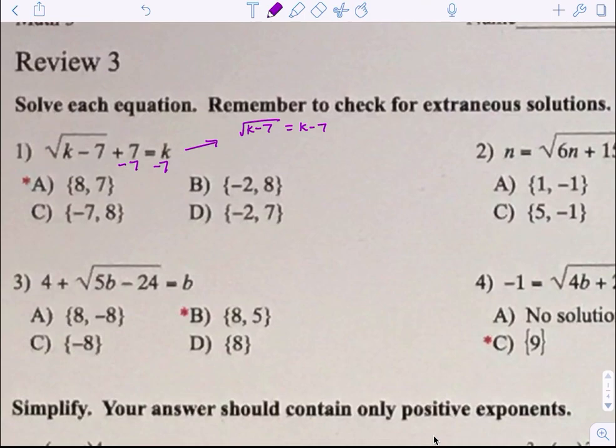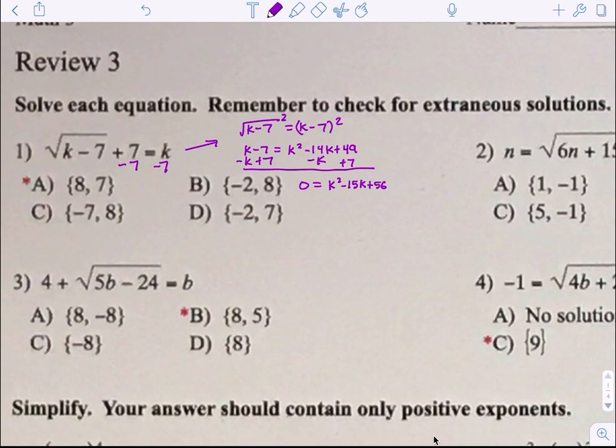Then you're going to raise both sides to the second power, and you guys are going to get k minus 7 is equal to k squared minus 14k plus 49. And now you just set it equal to 0, so add 7 to both sides and subtract k from both sides. So you guys are actually going to get 0 is equal to k squared minus 15k plus 56.